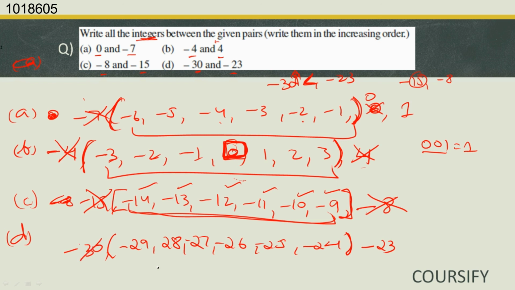Again, the numbers between -30 and -23 are these. In your exam, you will not write these two. You will write only these 6 numbers: -29, -28, -27, -26, -25, and -24.